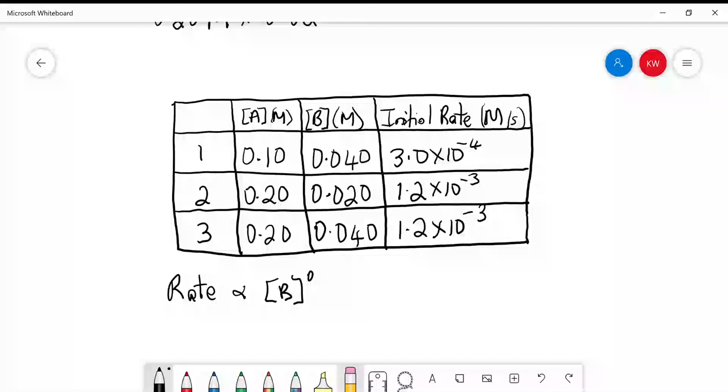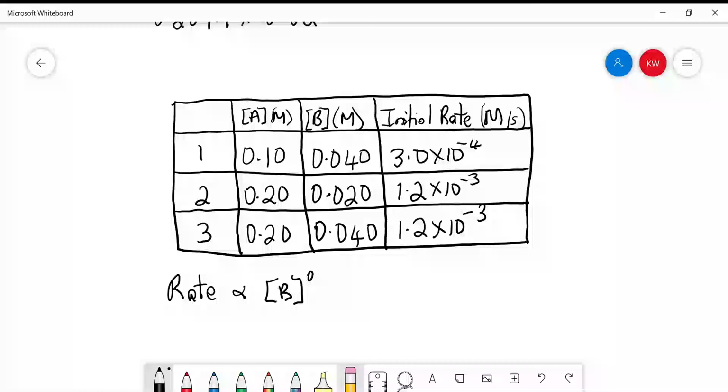Now we're going to look for when B is constant. Looking at experiments 1 and 3, we can see B is kept constant here. When B is kept constant, we can see A is doubled. When A is doubled, what's happening to the rate? We have 3.0 times 10 to the minus 4 to 1.2 times 10 to the minus 3. If you plug this into your calculators, you're going to realize that the initial rate went up by 4 times.